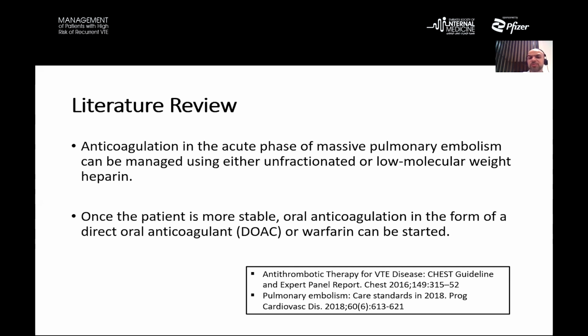Once the patient is more stable, you can choose the oral form of anticoagulation, which is either warfarin or the new generation of anticoagulants, either apixaban, edoxaban, dabigatran, or rivaroxaban.